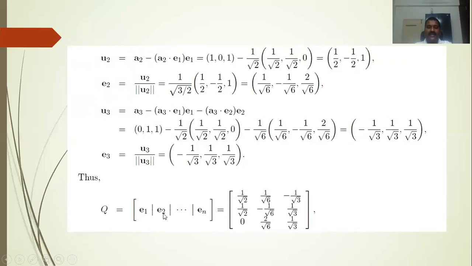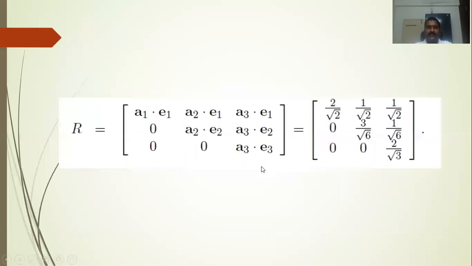Now we have E1, E2, E3. Our job is done. Let's construct our orthogonal matrix. Q is equal to, taking these E1, E2, E3 as columns. This is how we get it. This is my Q, my orthogonal matrix.